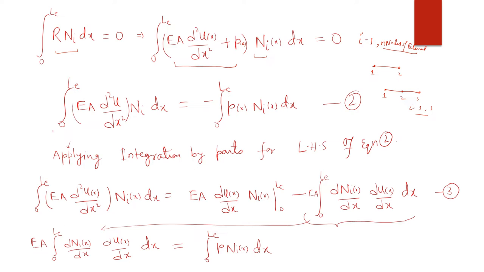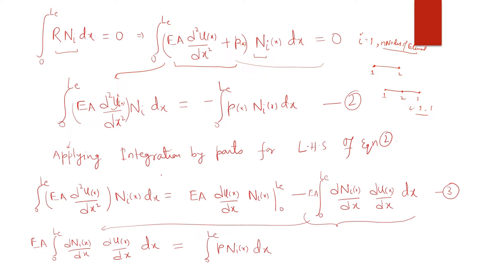Now, further we will integrate from 0 to Le of EA d²u/dx² Ni. u is the approximate u, but we will now write it simply as u of x. Okay, so the integral of EA d²u/dx² into Ni dx should be equal to, taking the load term to the right hand side, minus the integral from 0 to Le of p(x) Ni dx.